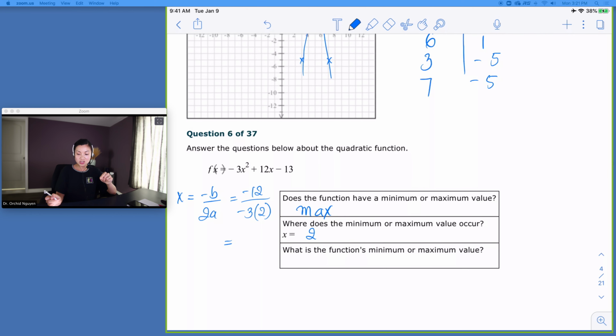What is a function's minimum and maximum value? They're asking you for the y value. So you just have to plug it in. So f of 2, you plug it in. Okay, so when you plug it in and solve it, you're going to get negative 1.